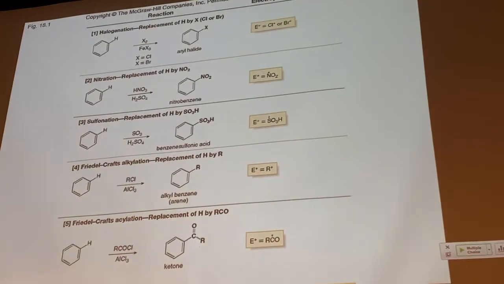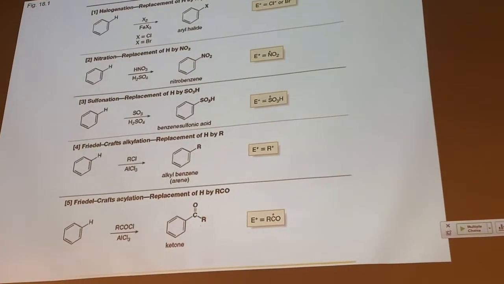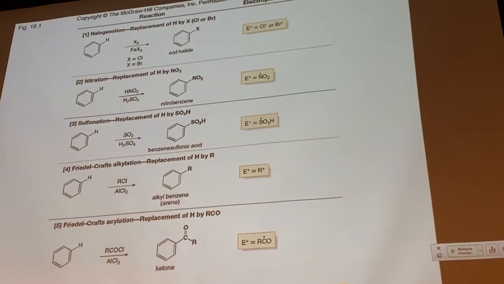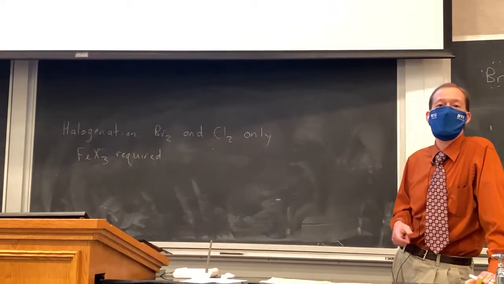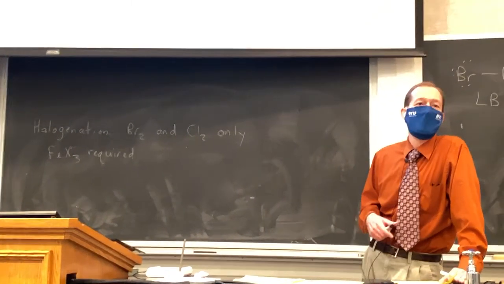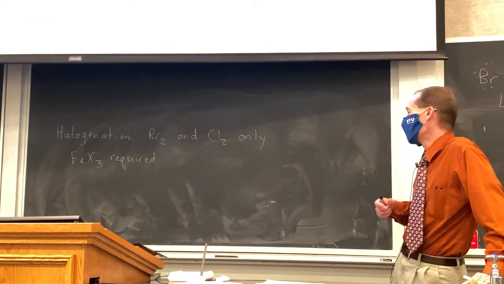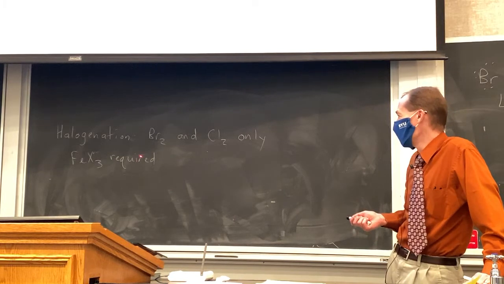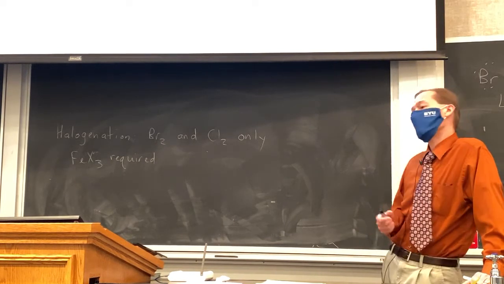We've had halogenations of alkenes. That's something we've seen before. Now we're doing halogenation of benzene, but it's not an addition reaction, it's a substitution reaction. It only works with bromine and chlorine. This is one of those reactions where fluorine is too reactive and iodine is not reactive enough. And we need a catalyst. The iron trihalide, so either tribromide or trichloride, is required in this reaction.